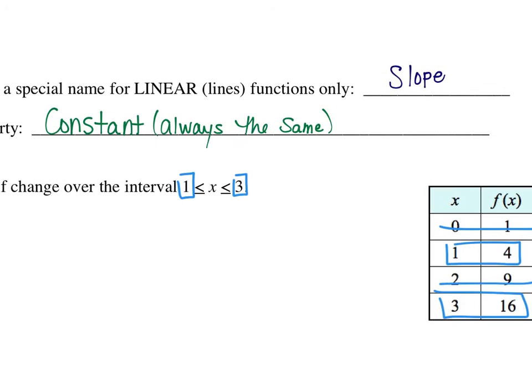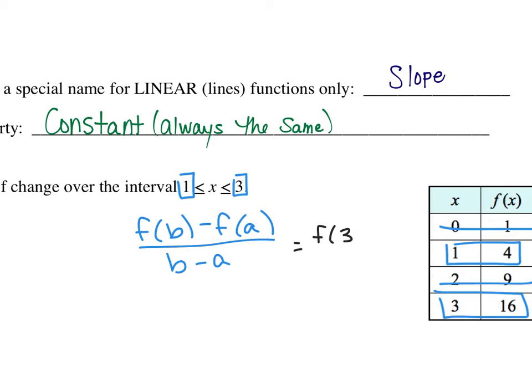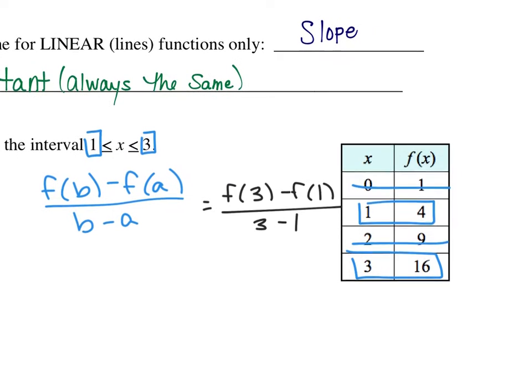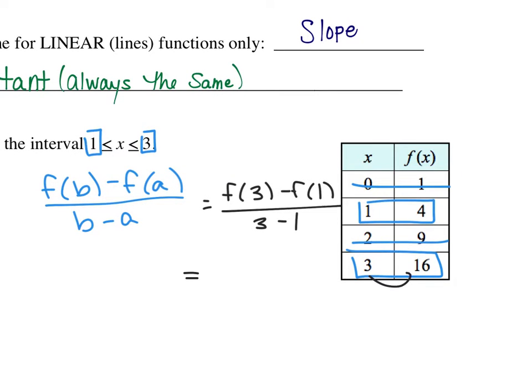So our rule is f of b minus f of a over b minus a. So we always go backwards, so we really want to do f of 3 minus f of 1 over 3 minus 1. We go to our table of values, and when we plug in 3, we get 16. When we plug in 1, we get 4. And now we do 3 minus 1.